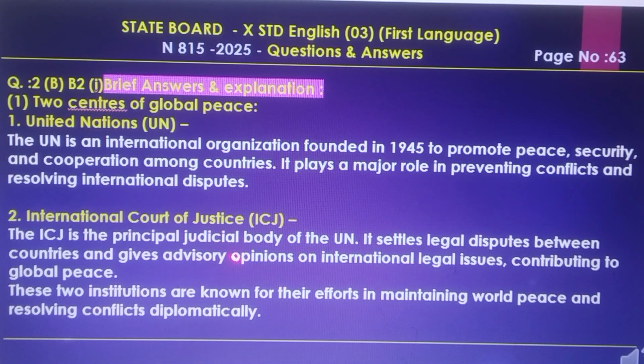The International Court of Justice (ICJ) is the principal judicial body of the UN. It settles legal disputes between countries and gives advisory opinions on international legal issues, contributing to global peace. These two institutions are known for their efforts in maintaining world peace and resolving conflicts diplomatically.